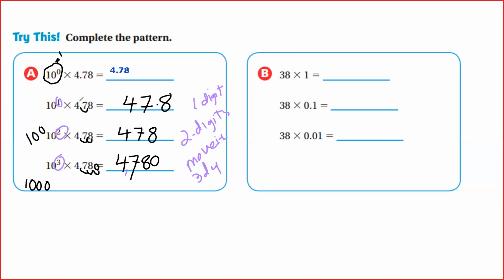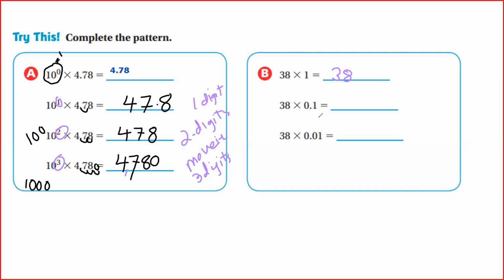Move 3 digits. Thank you. That's it. Is it clear? Yes, teacher. Okay. Now, teacher, can I answer? Yes, Sarah. 38 times 1 will be 38. Now, 38 times 0.1.